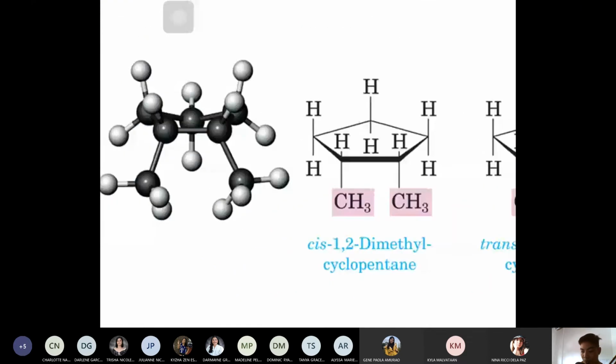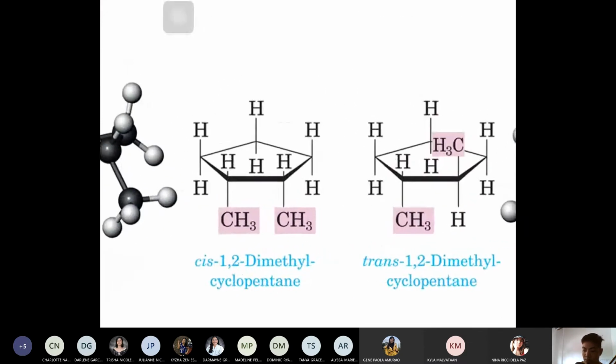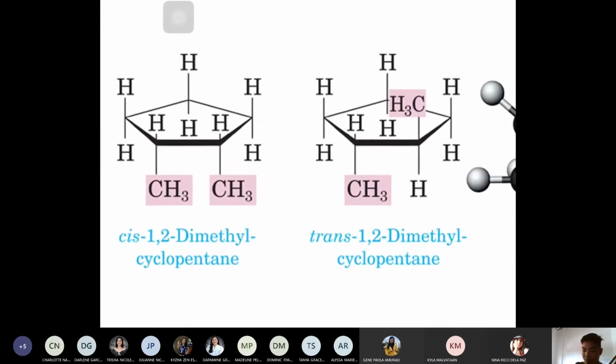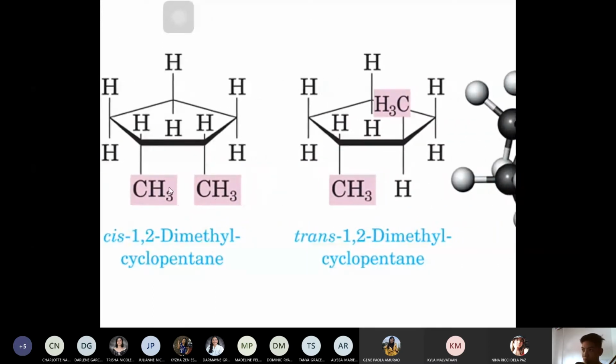So, let's have these two cycloalkanes with substituents. For example, we have this one. Mapapansin mo, yung CH3s, parehas silang nasa baba. So, kapag parehas nasa baba ang iyong substituent or parehas silang nasa taas, we call them the cis isomer.